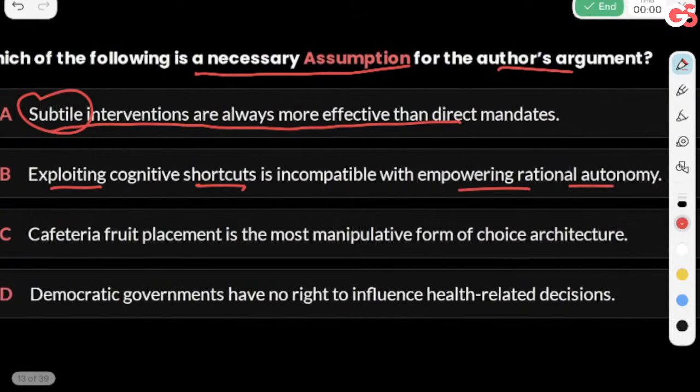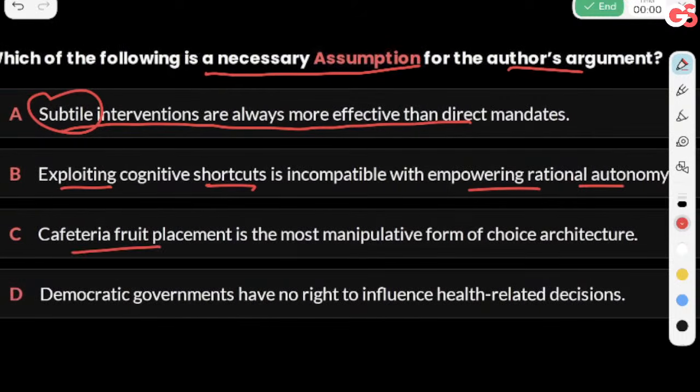Exploiting cognitive shortcuts is incompatible with empowering rational autonomy. Cafeteria fruit placement is the most manipulative form of choice architecture. Most manipulative, okay. Democratic governments have no right to influence health-related decisions.